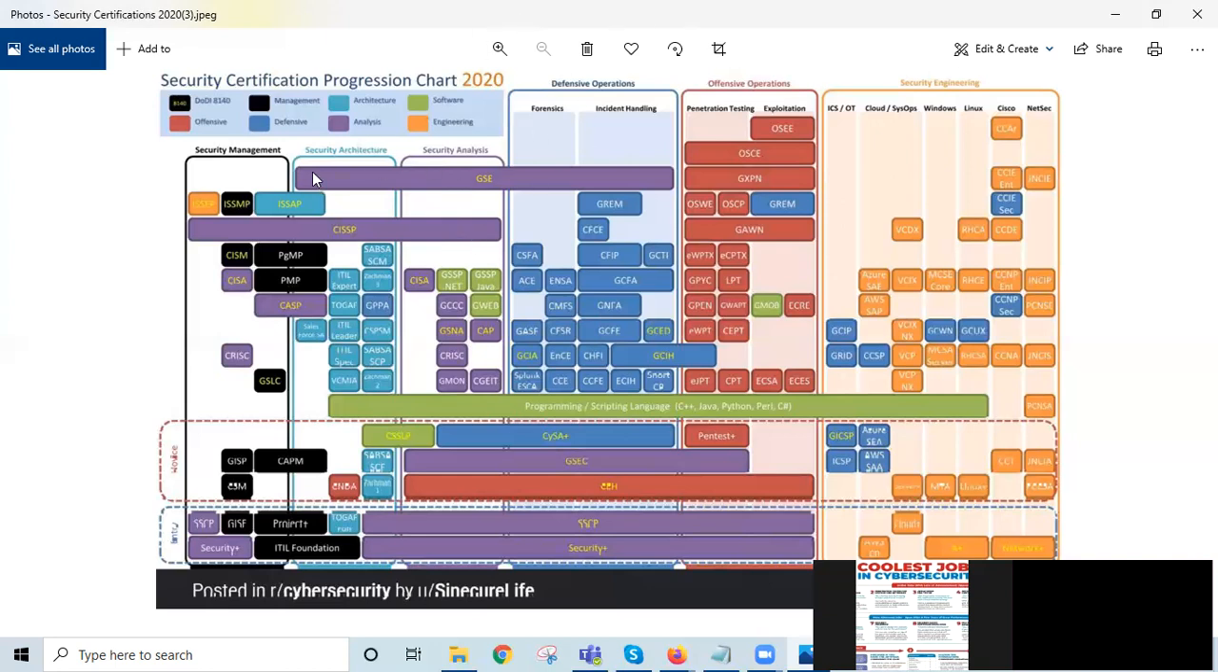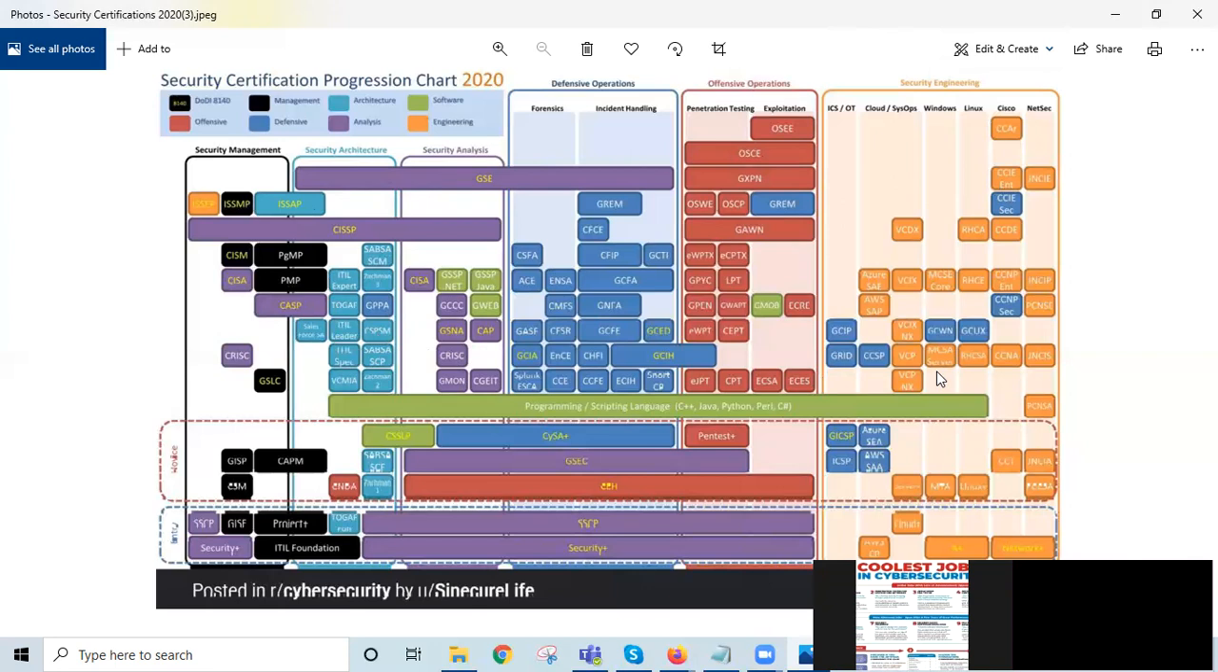So this is the security field. Suppose you are a fresher in security, right? Then where am I going to stand? Suppose your question is, please tell me where I'm standing among all those things, because there are lots of certifications.